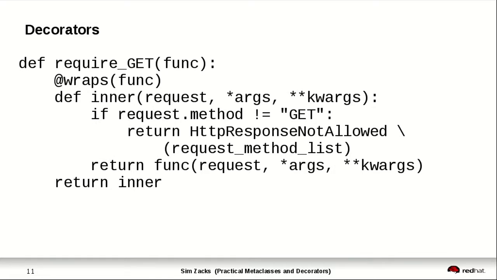And then if you look over here, it just checks if the request method is not GET, then it raises an exception. If it doesn't raise that exception, then it's going to return the func. func is the function that you really wanted to call, passing in the same parameter list. And then the whole decorator function returns the inner function.